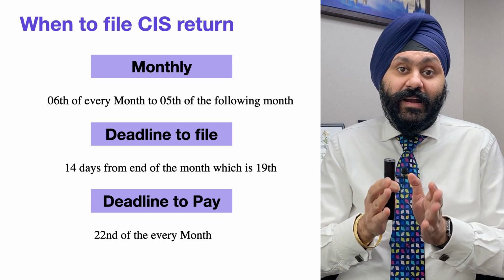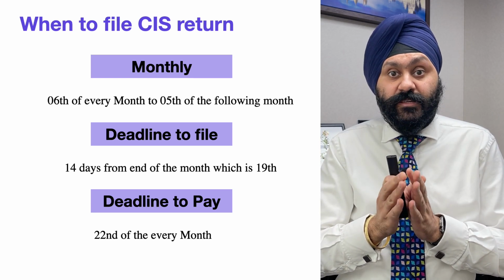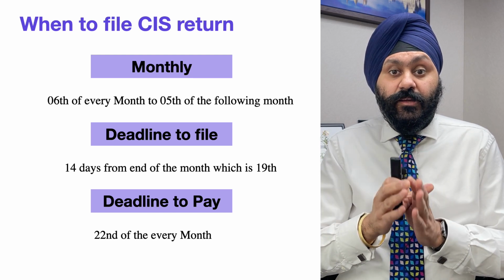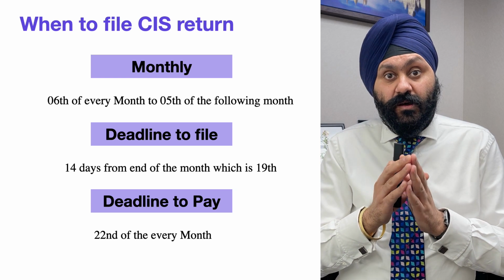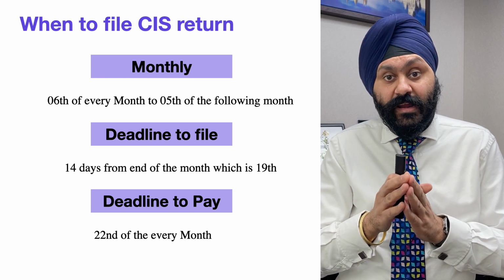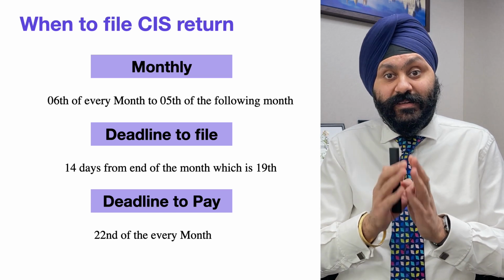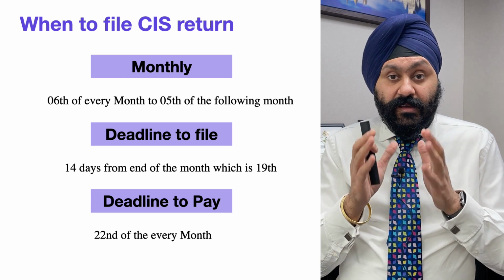And what's the deadline to pay the tax which he has deducted from the subcontractor payment, or which he's holding on behalf of subcontractors? He needs to pay the tax by 22nd of every month. So in the example, 19th is the deadline to file the CIS return, and 22nd of February is the deadline to pay that tax. So these are very tight deadlines.